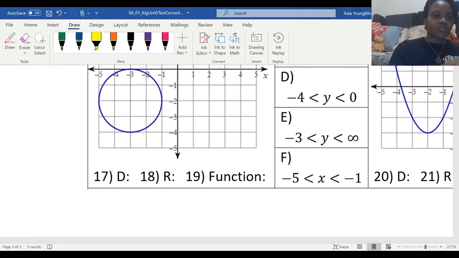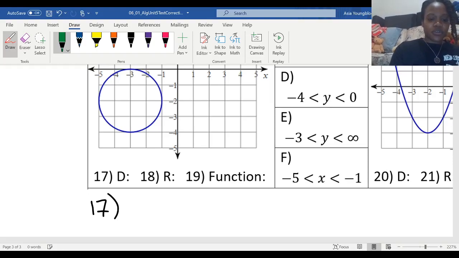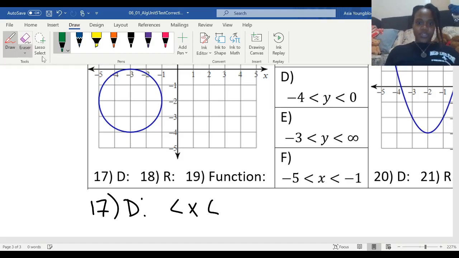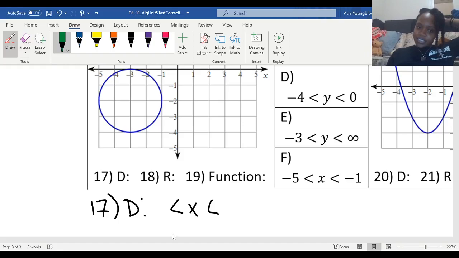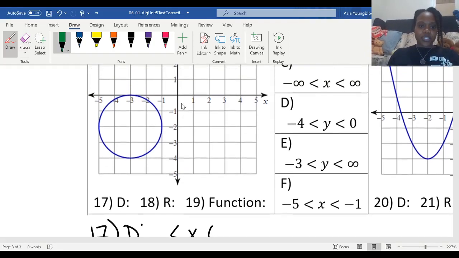So, on your test corrections, for 17, we're talking about the domain, which is focused on the x values. So we can represent the domain using inequalities, and these are the left bound and right bound of the graph. So if we're looking at our circle, we see on the x-axis, it stops here at negative 5. So the circle extends from negative 5 to positive 1.